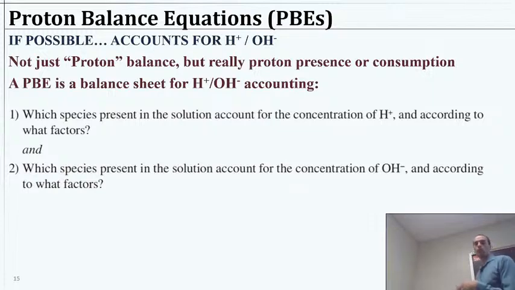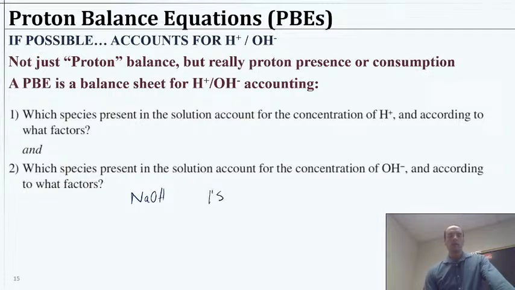So in terms of the proton balance, we will often be making a balance sheet of H+ versus OH-. Okay, so this is one other equation we could add to our set, and a proton balance equation, therefore, would answer the question of which species in solution have accounted for the concentration, and according to what factors. Likewise, on the other side of the equation, which species account for the OH- in solution, and to what extent.